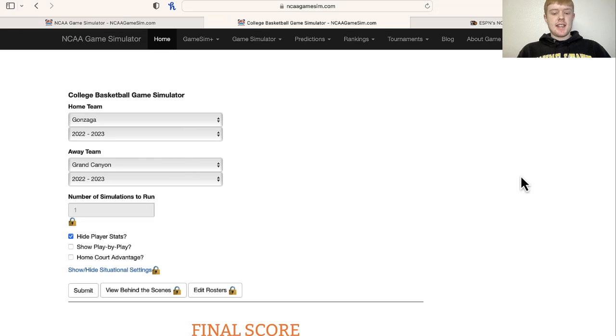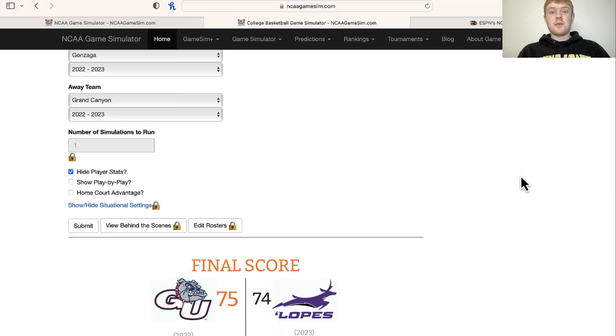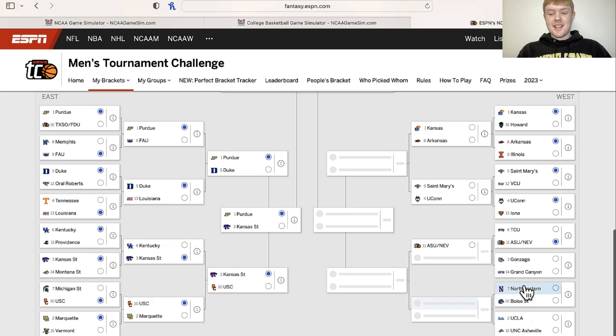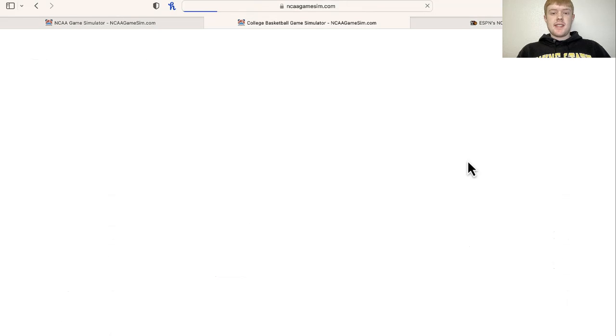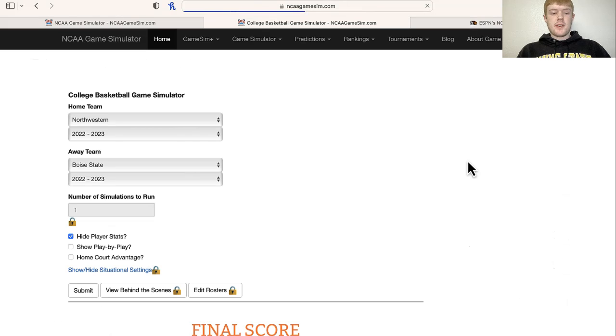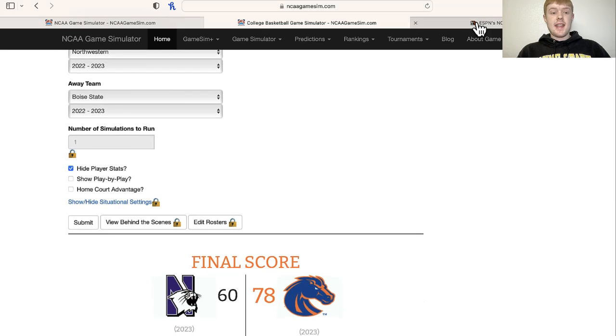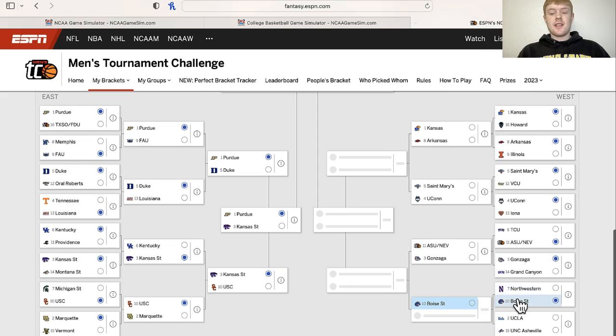Now we have 3 versus 14 seed, Gonzaga versus Grand Canyon, and Grand Canyon almost spoils Gonzaga's hopes of a championship, but Gonzaga barely wins by 1 point. They move on to the next round. Now we have 7 versus 10 seed, Northwestern versus Boise State, and Boise State's going to win by 18 points to move on to the next round.